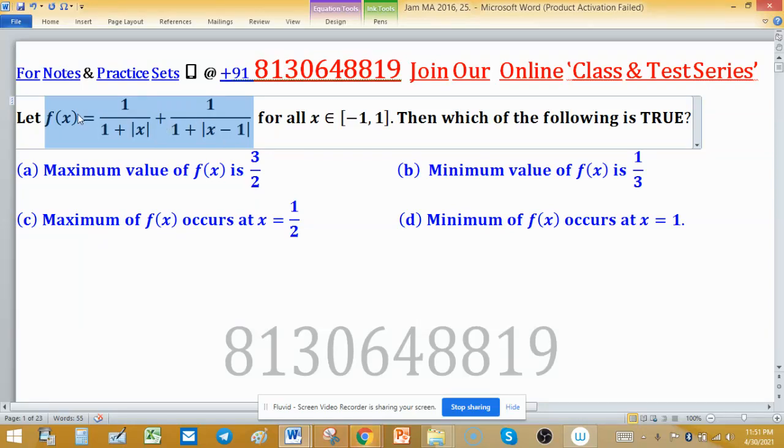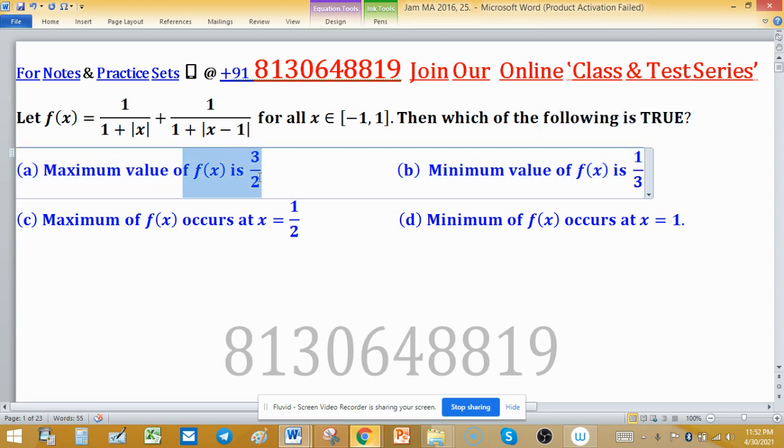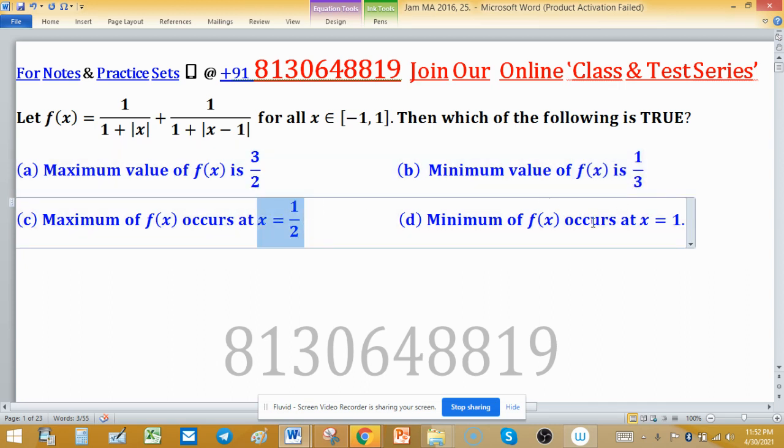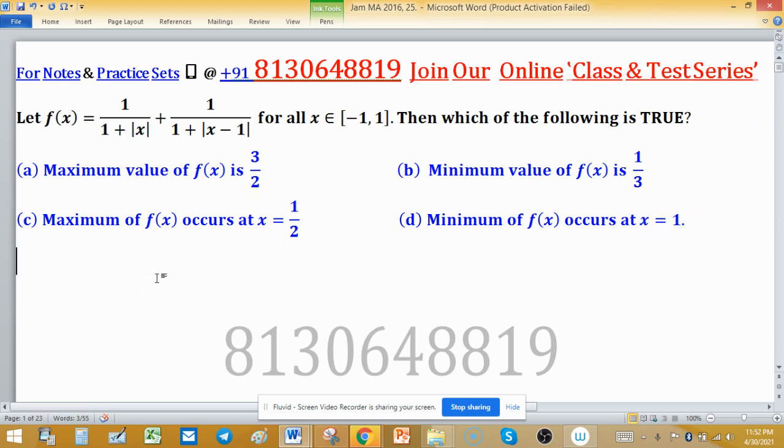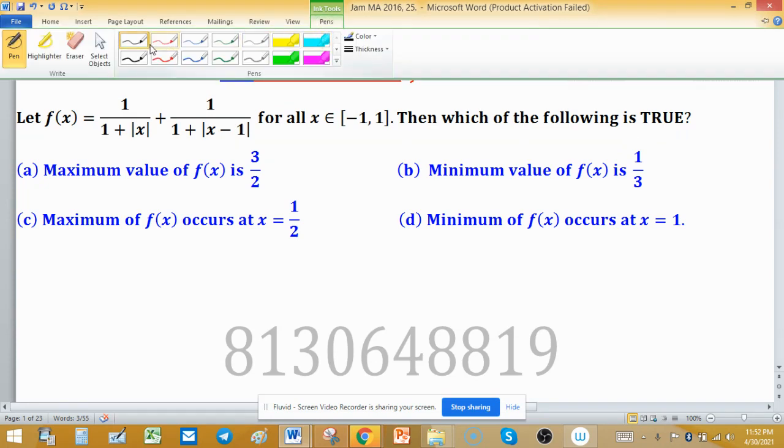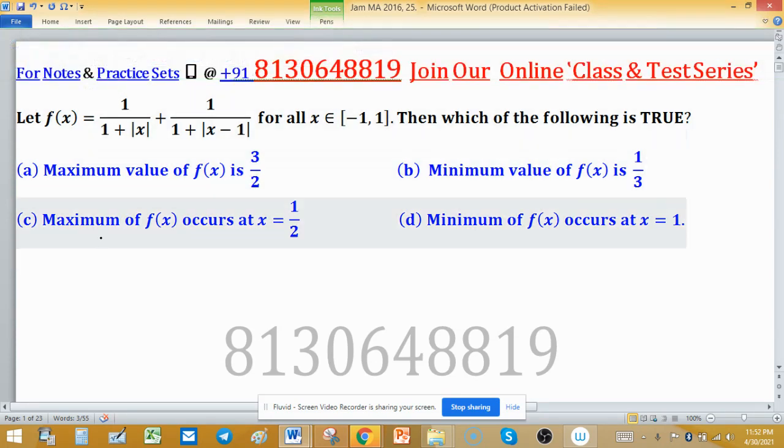Let f(x) be defined by this structure, where x comes from the closed interval. Then which of the following is true? Maximum value of f(x) is 3/2, minimum value of f(x) is 1/3, maximum at 1/2 and minimum at 1. Means four options are related: maximum value and minimum value at a point, or maximum value at a point. Means minimum value and minimum at a point, maximum value and maximum at a point. These four types of options are given to us.